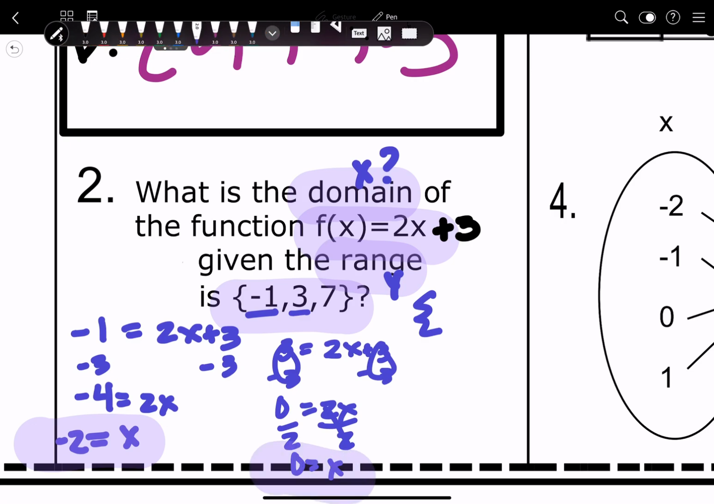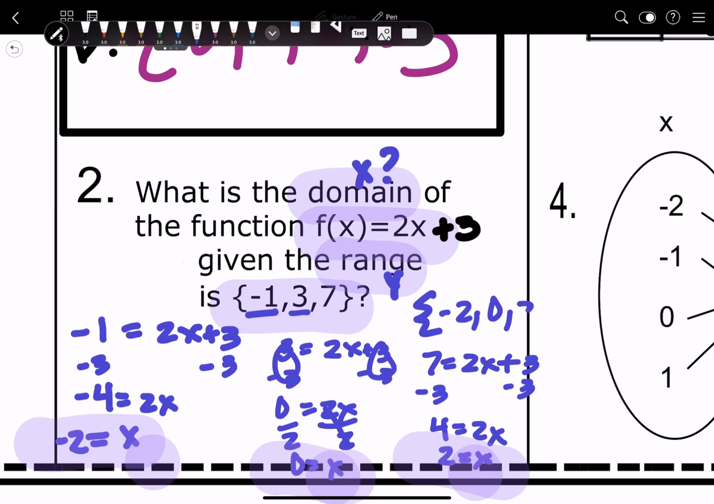And then this next one, we've got one more. Again, set each of your range values to the equation so that you can solve for the domain values, or your input. Right, and luckily, when we went in least to greatest order for our range, we got least to greatest order for our domain here. So it's going to be easy for us to write our answer as curly bracket negative 2, 0, 2, curly bracket. See, that wasn't so bad.